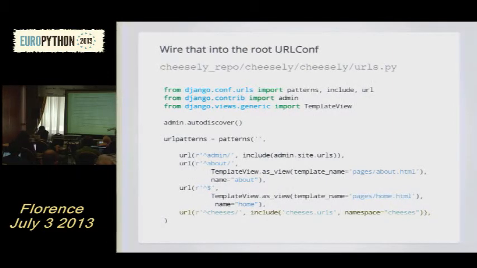And now you're probably wondering what the namespace value is for. So the namespace is similar to a general Python namespace, but it's specific to URLs. And you can see here that we're including cheeses.urls, which is what we created a moment ago. Okay, any questions? Raise your hand.